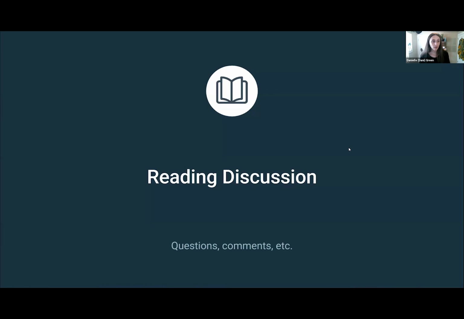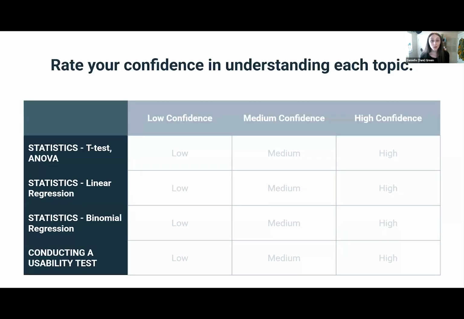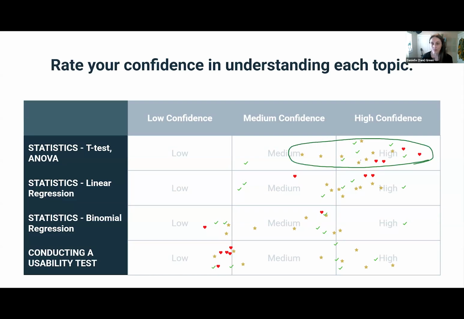And Sean talks about moderating variables in the chat, which is a great segue into, I want to know how confident you feel about each of these statistics concepts. And then at the end, generally conducting a usability test. How confident are you with all of these? And you'll just stamp wherever you fall. Great. Okay, so what I'm seeing here for t-test and ANOVA, there's high medium confidence.